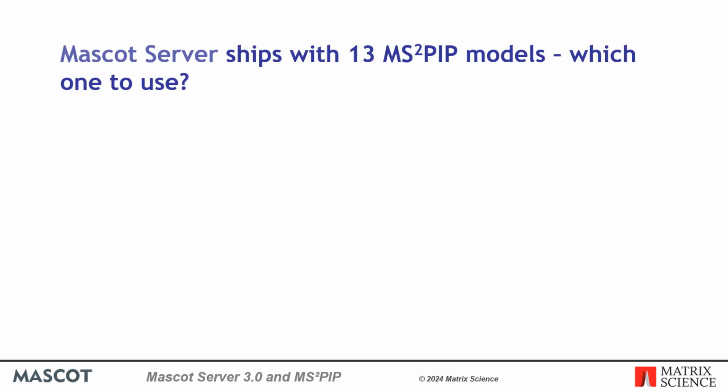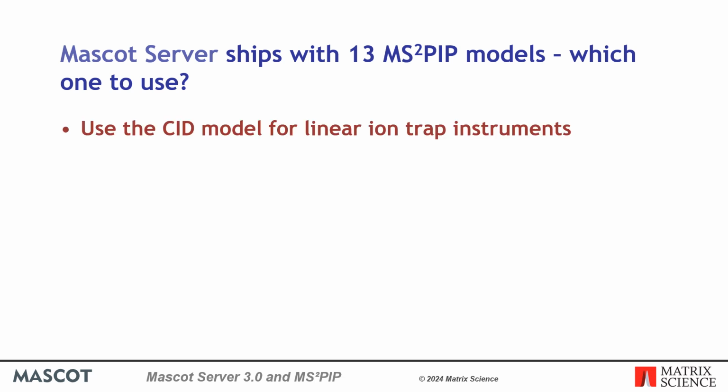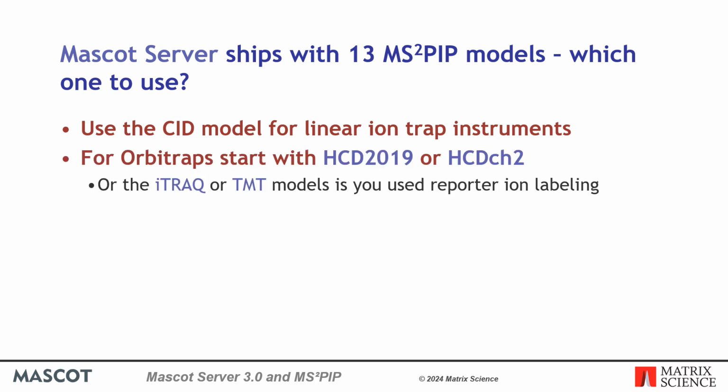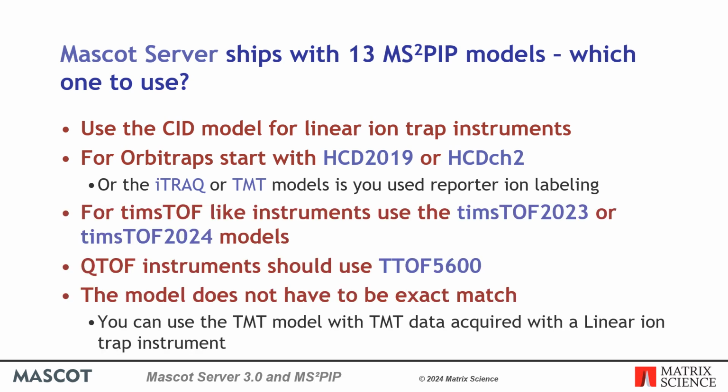Mascot server ships with 13 MS²PIP models. Which one should you use? Either in the search form or post-search, select a model that is close to the experiment design and instrumentation. The CID model is a good starting point. For Orbitrap instruments, start with an HCD model, HCD 2019 or HCD CH2 model, or try the iTRAQ or TMT models if you are using reporter ion labeling. The model does not have to be an exact match, and there is a description of the models on the Predicting Retention Time and Spectral Similarity with MS²RESCORE page.